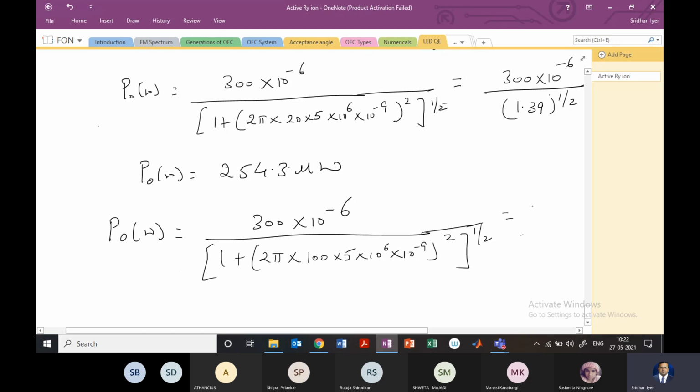So this is what I have with me. So 9.09 into 10 raised to minus 5. So you can make it 90.8 microwatt. 90.9, yeah, microwatt. Okay. So the answers match.